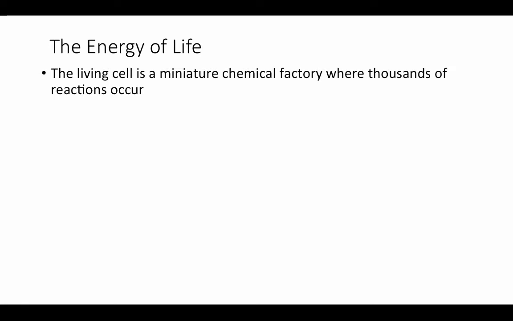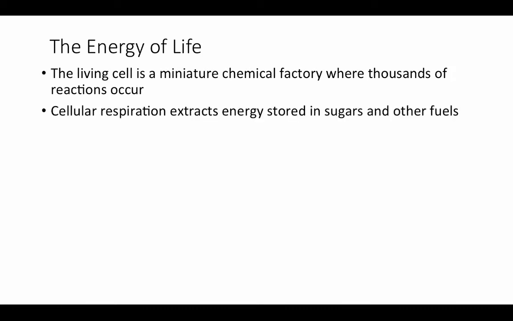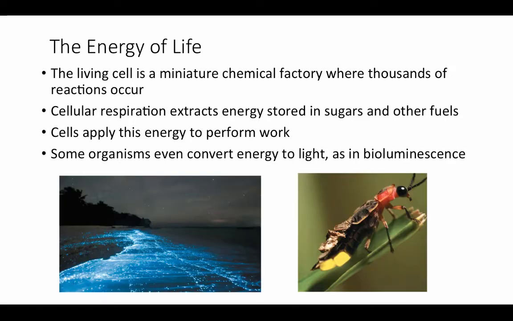We can basically think of living cells as these miniature chemical factories where all of these reactions are going on all the time. And a lot of these reactions involve the transformation of energy from the energy stored in sugars and other carbohydrates. And this is the process of cellular respiration. Cells are going to use this energy to perform some kind of work, to make something happen. Some of this energy even ends up being converted to things like heat and also light. Bioluminescence is basically excess energy that's being released when these biological chemical reactions occur.